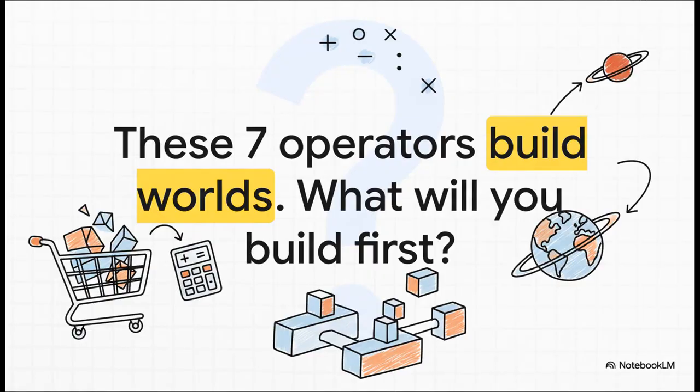And really, that's it. 7 simple symbols. But from calculating the total in a shopping cart to charting a course to Mars, it all starts right here with these fundamental building blocks. So the only question left is, what are you going to build first?